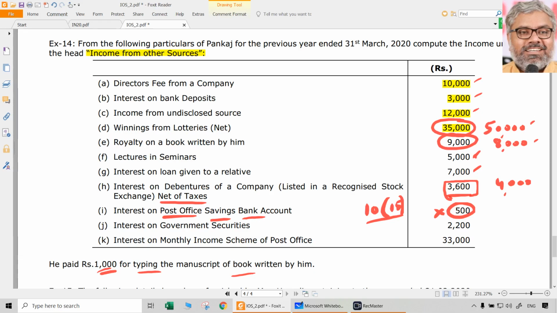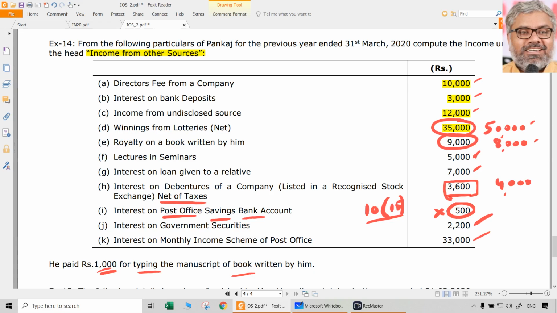This is exemption, not deduction. Exemption is different, deduction is different. Exempt means it will not even be calculated, it will just be ignored. Interest on government securities is taxable, naturally normal taxable. Interest on monthly income scheme is also taxable. All the other things are taxable.